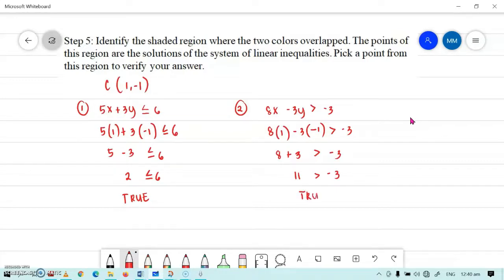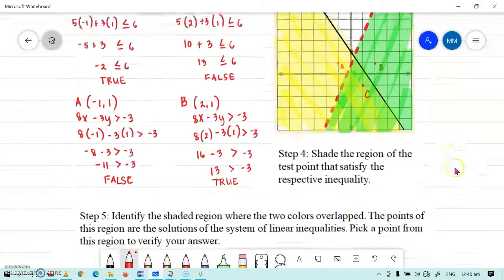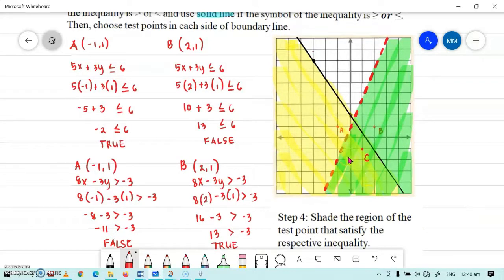So this is true. Since point C satisfies both of our given inequalities, meaning to say, the shaded region that we have here in our graph contains the solution to the system of inequality 5x plus 3y is less than or equal to 6 and 8x minus 3y is greater than -3.